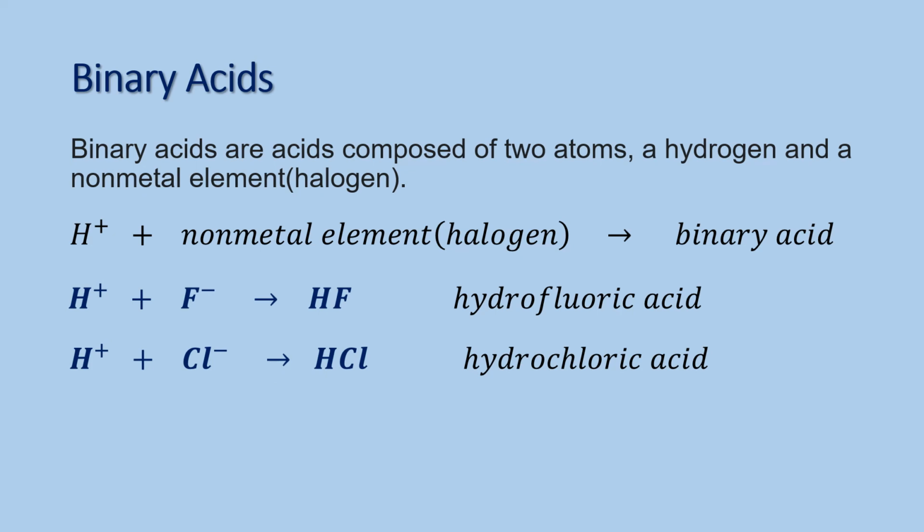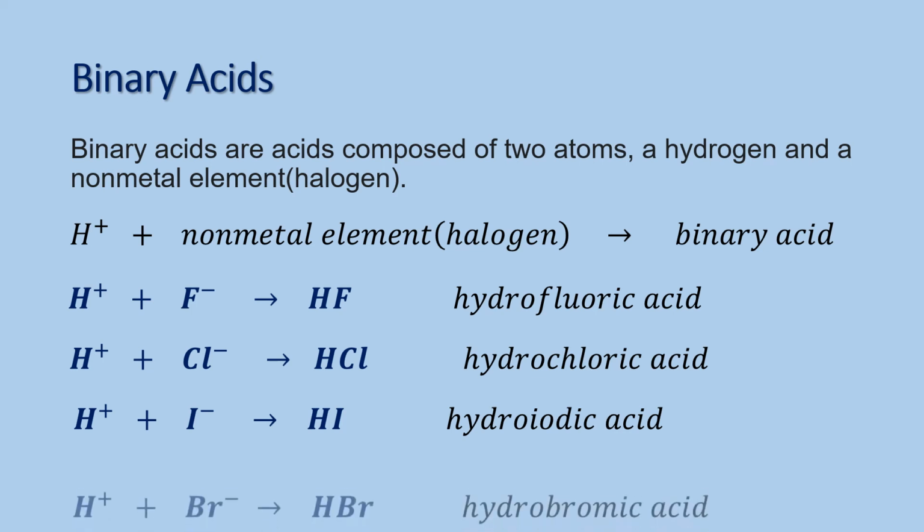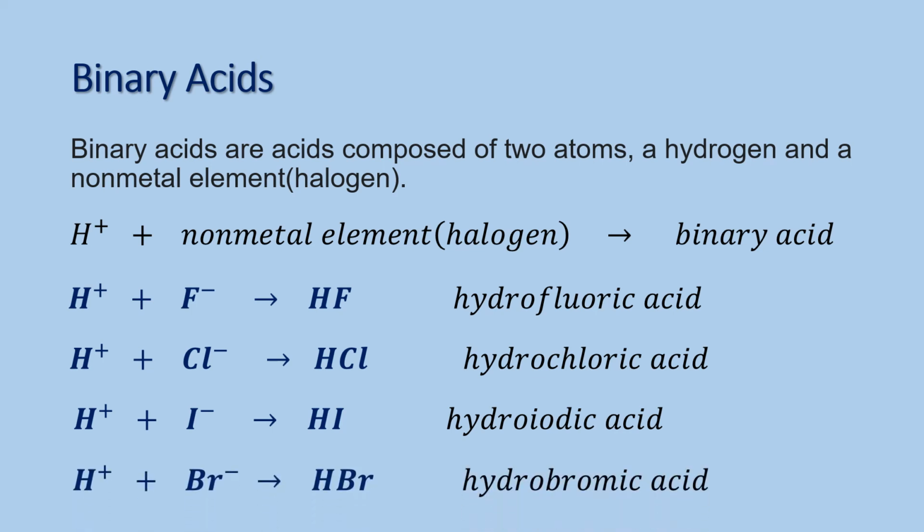For hydrogen ion combining with chloride, it will now become HCl, or that is hydrochloric acid. Hydrogen ion plus iodide will create HI, or hydroiodic acid. And lastly, hydrogen and bromide will form hydrobromic acid with a chemical formula of HBr.